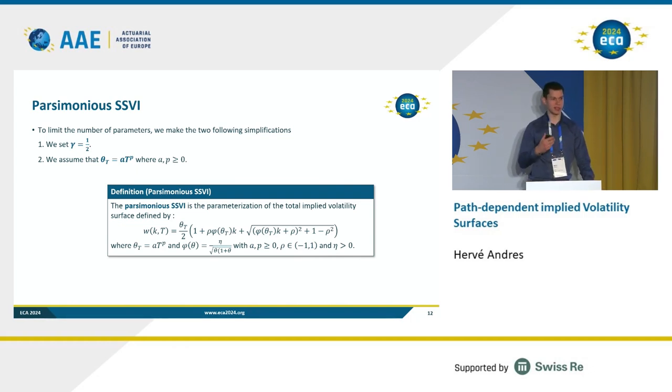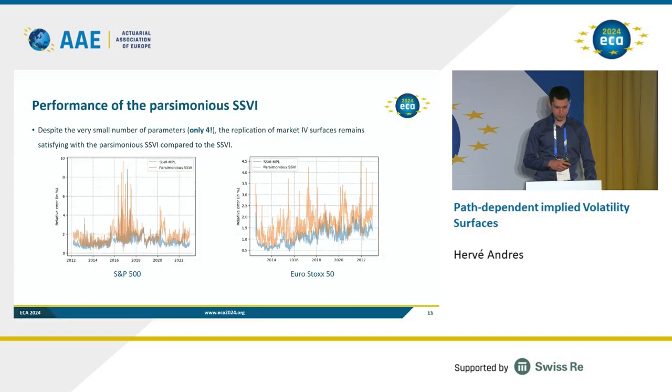When we make these two assumptions, which are inspired from our empirical study and data, I do not have the time to detail everything. We obtain this parsimonious version of the SSVI parameterization that depends, at the end, on only 4 parameters, and this number of parameters is not dependent on the number of maturities that you want to reproduce.